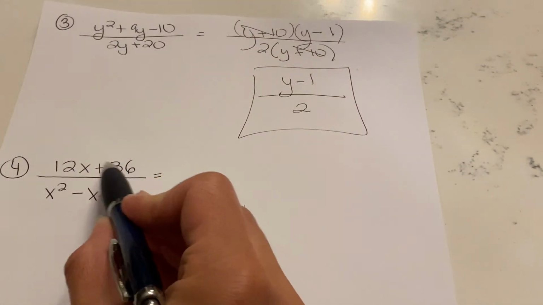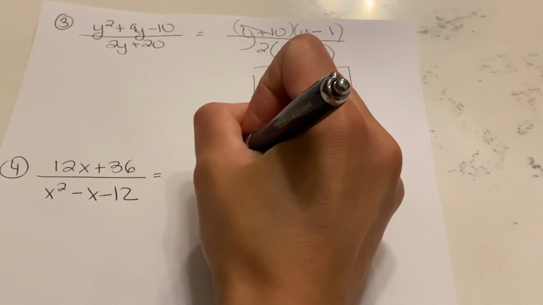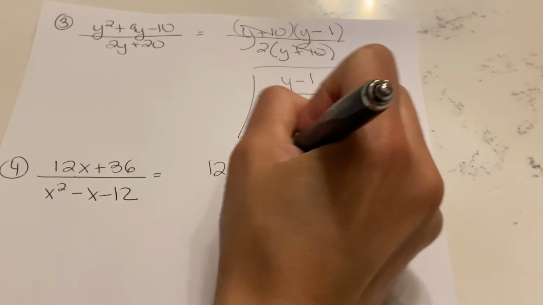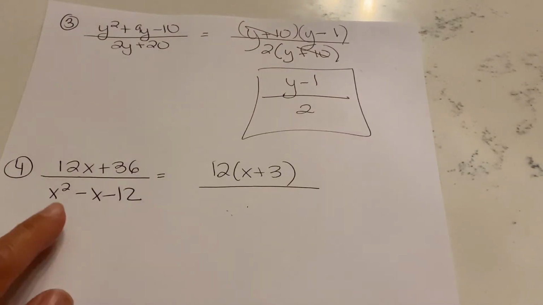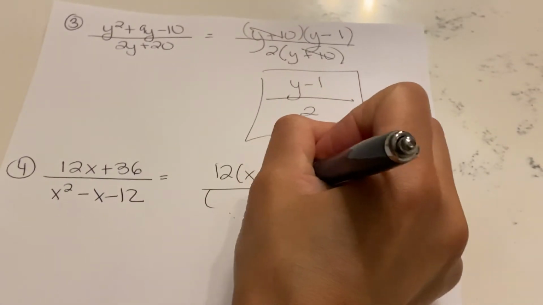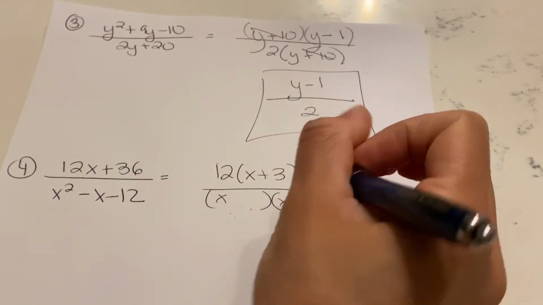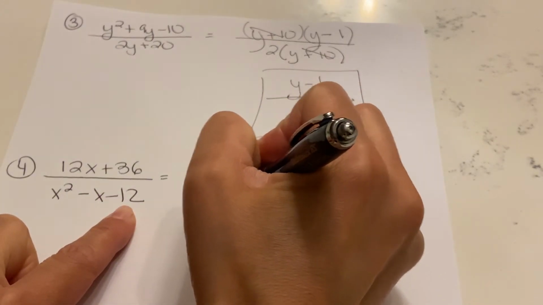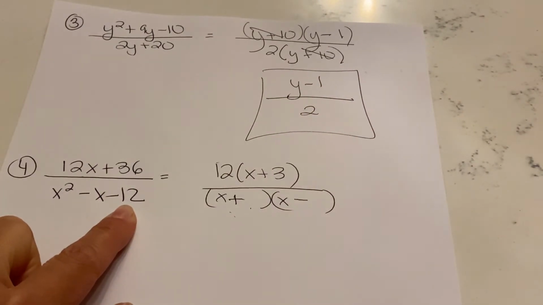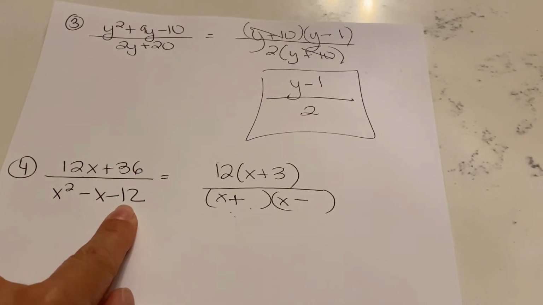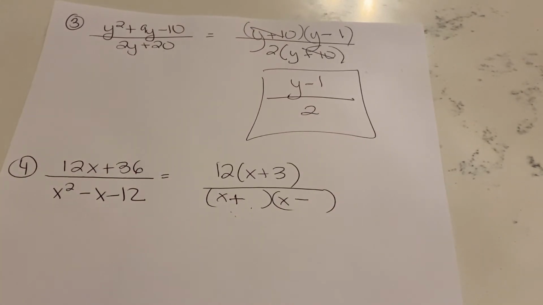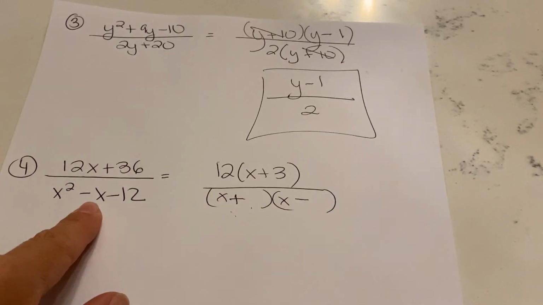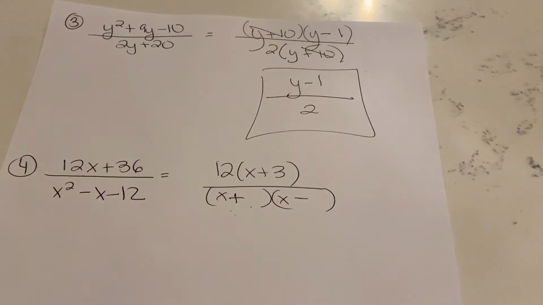Numerator. What's the GCF? 12. Okay. I have a trinomial. X and X. The last number is negative, so it has to be a plus and a minus, right? What are the factors of 12? I have 1 and 12, 6 and 2, and 3 and 4. But which of them when I subtract gives me a 1? That should be a 3 and a 4.